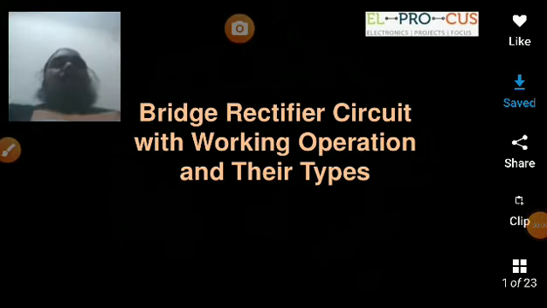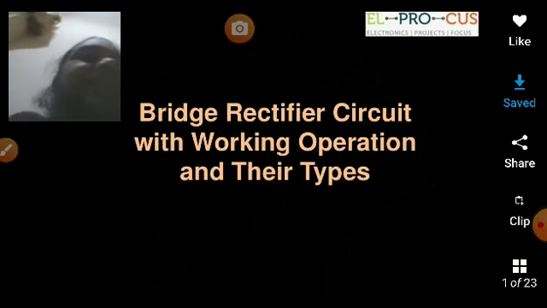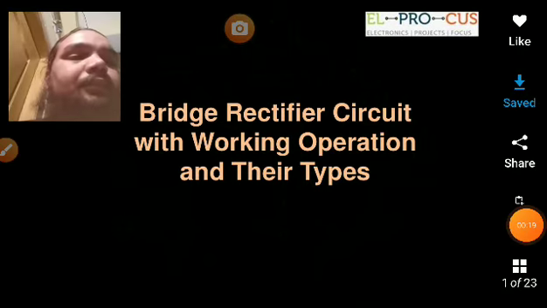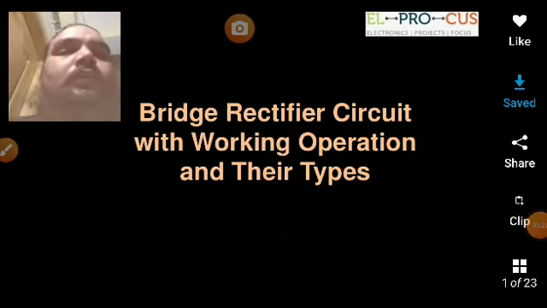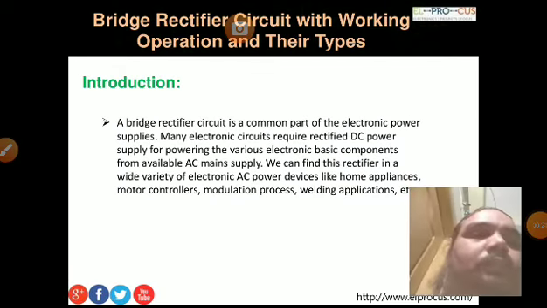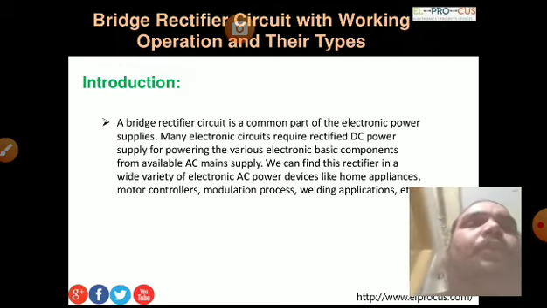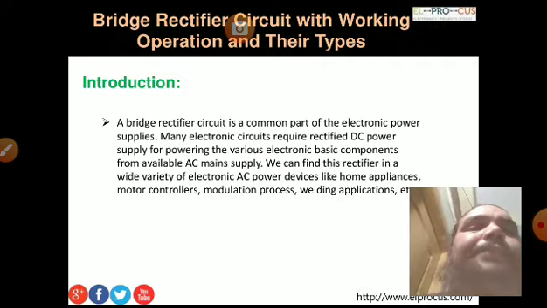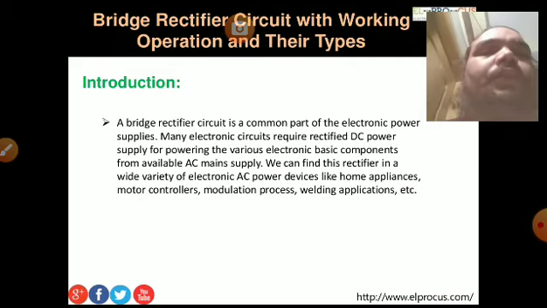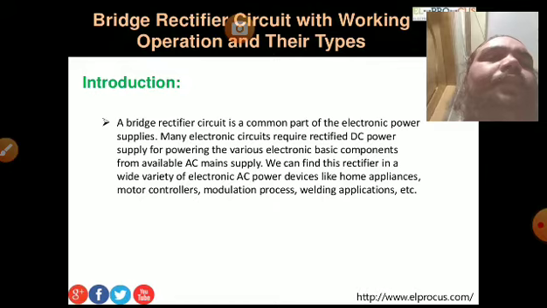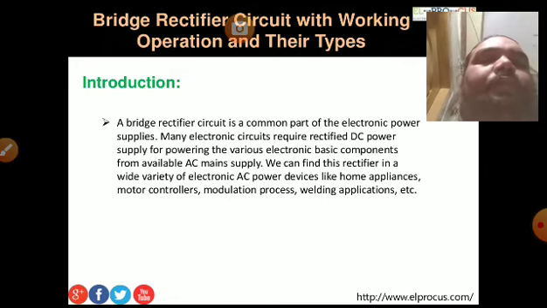Today our discussion topic is bridge rectifier circuit with working operation and their types. Introduction: a bridge rectifier circuit is a common part of electronic power supplies.